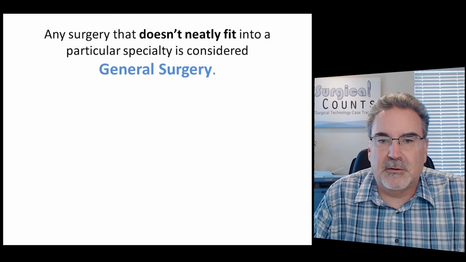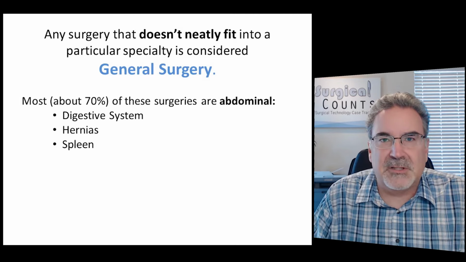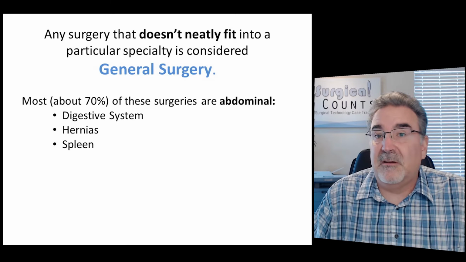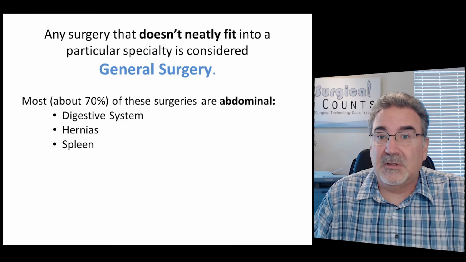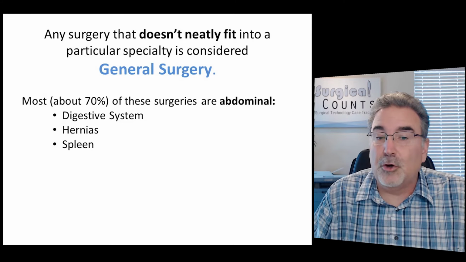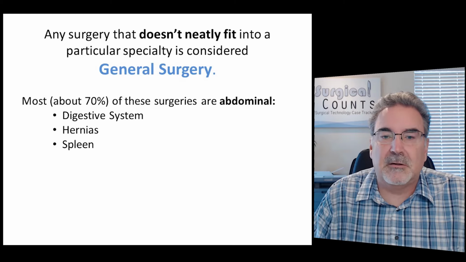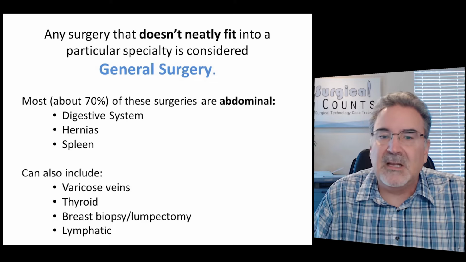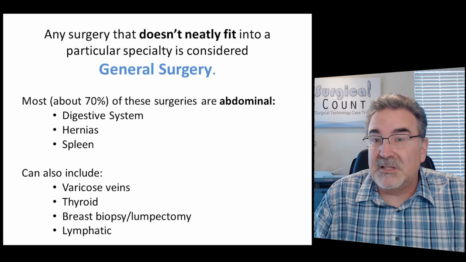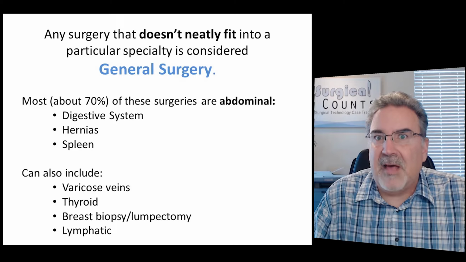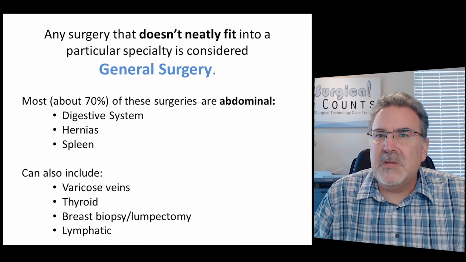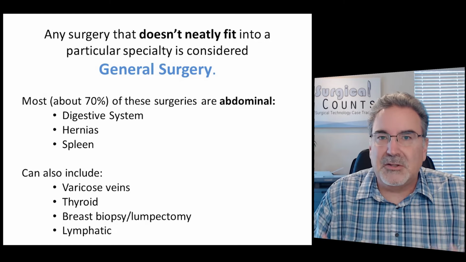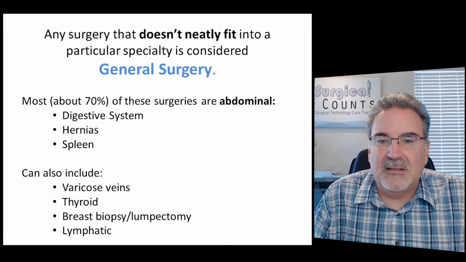That's considered general surgery. And about 70% of the surgeries that we discuss when we talk about general surgery are surgeries involving the abdominal area, mostly the digestive system, some hernias. The spleen is also considered general surgery most of the time. But this can also include things like varicose veins, the thyroid, breast biopsies and lumpectomies, and the lymphatic. So again, it's a weird mixture of anything that's left over that didn't happen to end up in any of the several specialties that surgeons now specialize in.